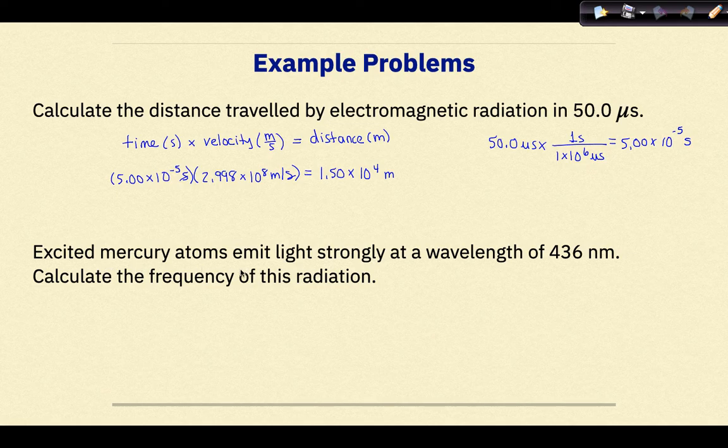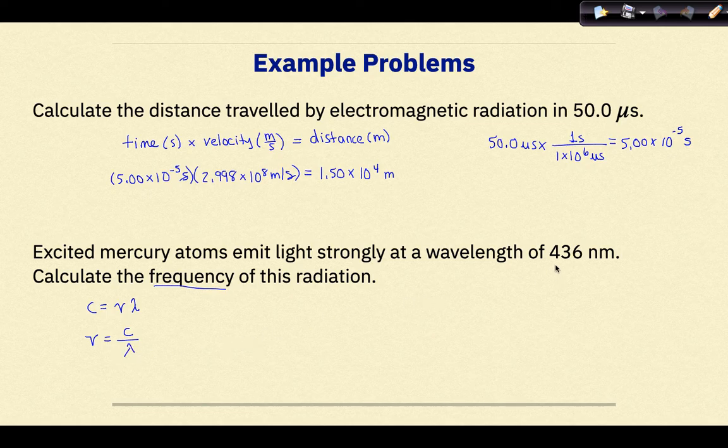Excited mercury atoms emit, which we know means release, light strongly at a wavelength of 436 nanometers. Calculate the frequency of this radiation. So I'm going to go back to use my formula. C equals frequency times wavelength. I'm going to rearrange this so I'm solving for frequency. So frequency is equal to speed of light over wavelength.